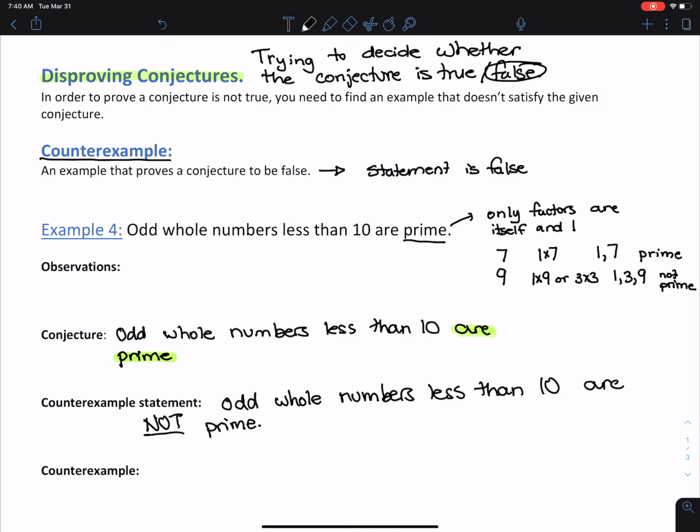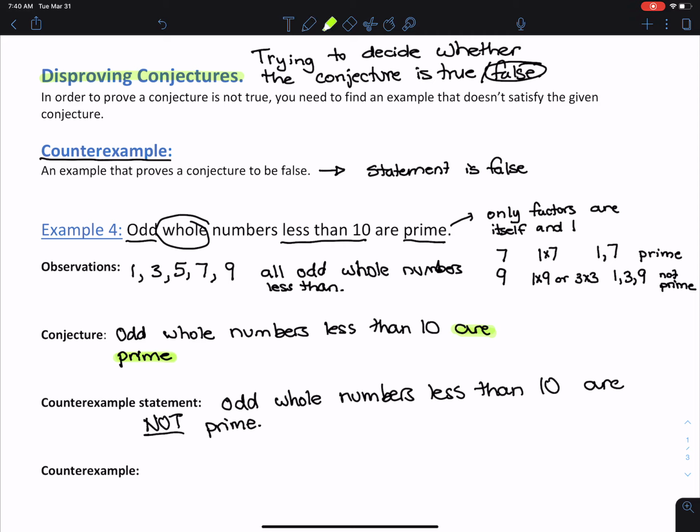Okay? So let's look at some observations. Let's look at all the numbers that are less than 10, that are whole numbers, that are also odd. So 1 is an odd number, 3 is an odd number, 5, 7, and 9. So these are all the odd whole numbers less than 10. Now, what I want to show is that there's an odd whole number less than 10 that is not prime. So when I look at these numbers, 1 is not prime.